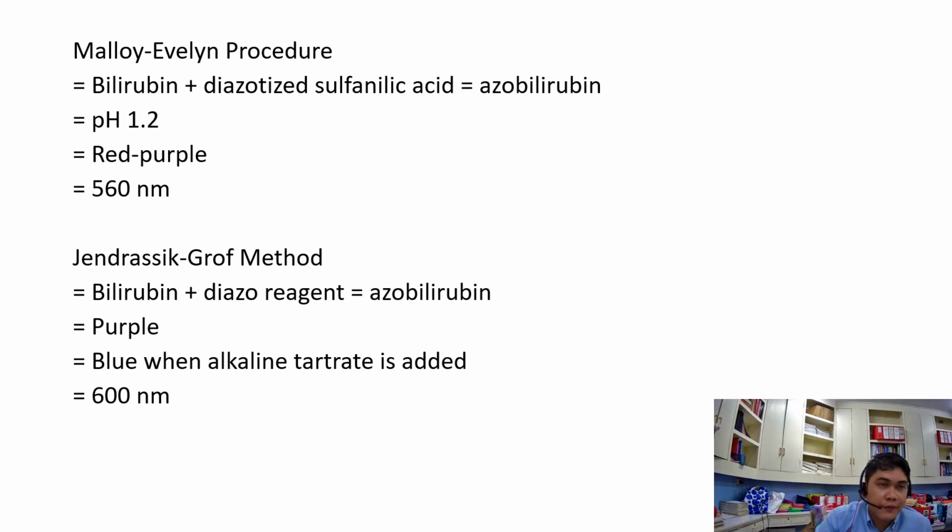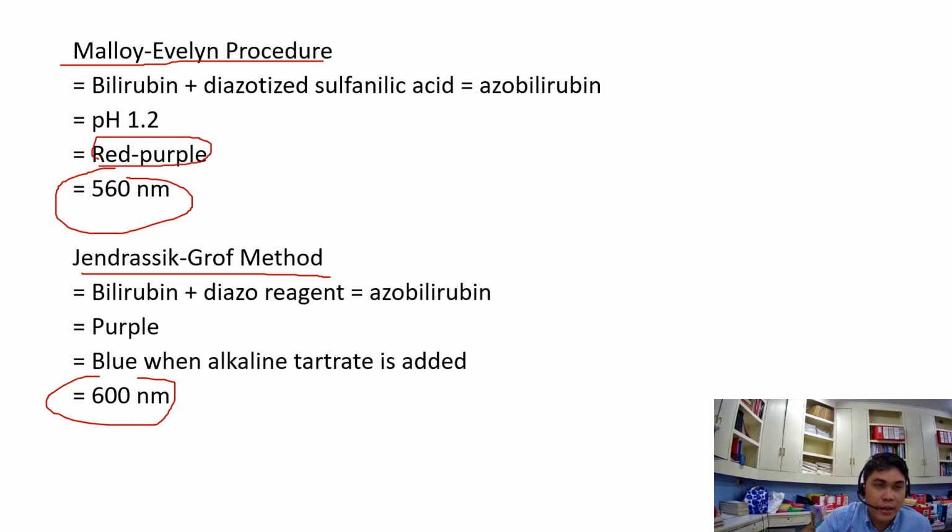The next is you have two methods, Evelyn and Malloy and Jendrassik and Grof. Okay, same procedure, same reagent. The difference is the nanometers, the wavelength, and the accelerator. And regarding the azobilirubin color, it's red purple for Evelyn and Malloy. It's purple for Jendrassik and Grof. But if you're going to add alkaline tartrate in Jendrassik and Grof, the end color will be blue.